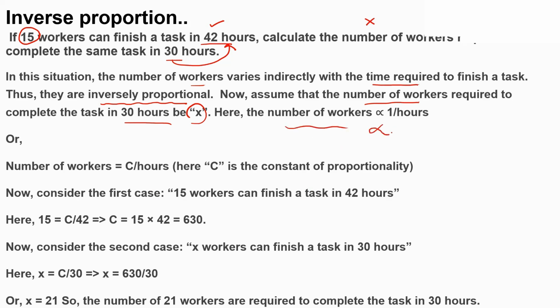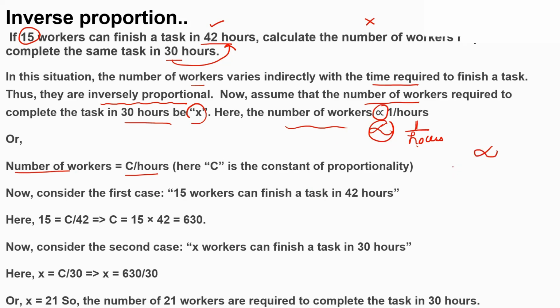This is a sign of proportional. And 1 by hours means that it is inversely proportional to hours. That's why I have taken 1 by hours. So number of workers is equal to C by hours, where C is the constant of proportionality. What is actually the meaning of constant of proportionality?